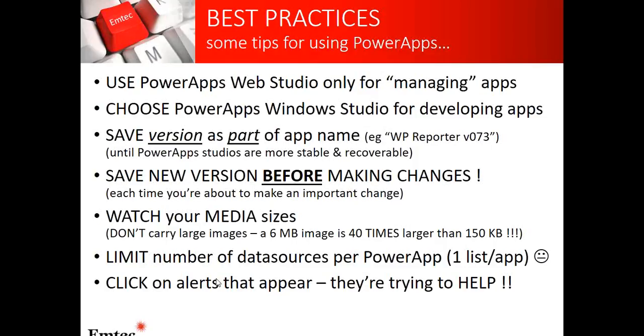A recent tip that I'll offer you is click on any alerts that appear. They're actually trying to help. They're little yellow flags that pop up inside your development environment, inside your studio. And when you click on them, they literally tell you where there's a problem in the code. It's the closest thing in Power Apps that you're ever going to have to actually being able to debug your code, and it's quite handy.